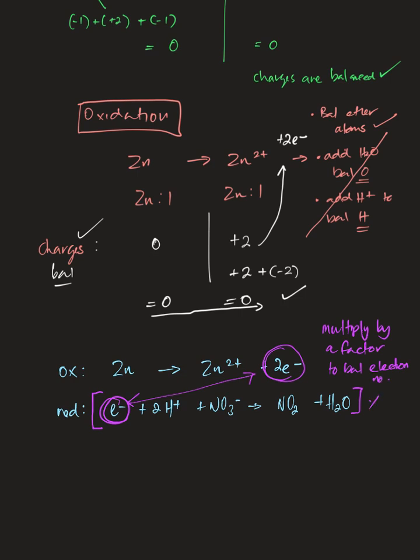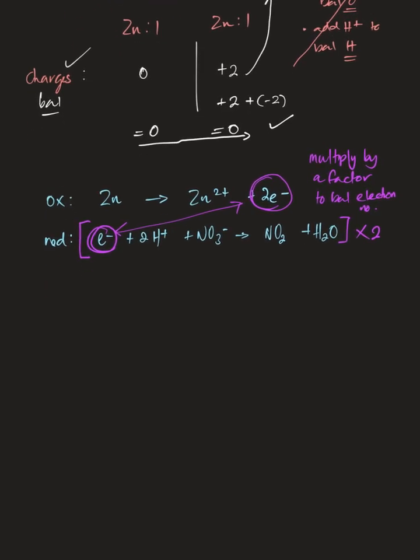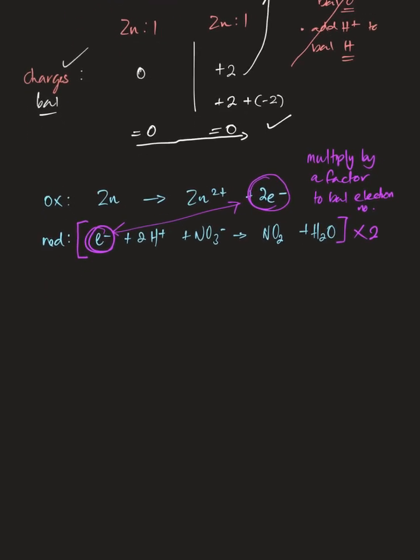Right, so the number is times 2. Let's write that down and have a look at what I'm going to be looking at then. Now what I'm looking at for this zinc one, for this reduction one, is I've got 2 electrons plus 4H plus ions plus 2 NO3 minus gives me 2 NO2 plus 2 H2O.